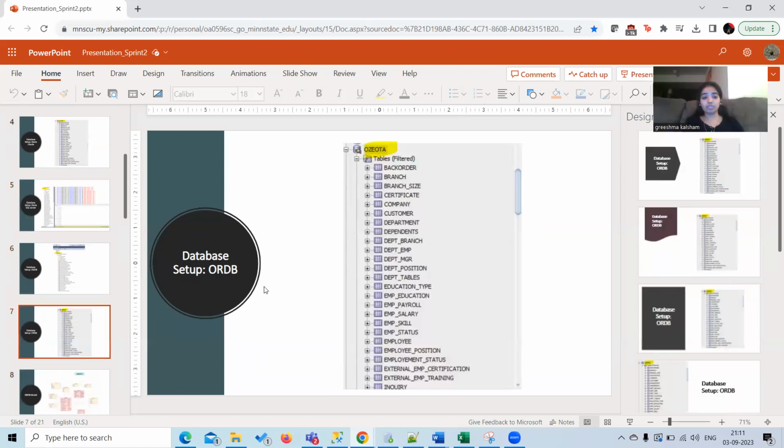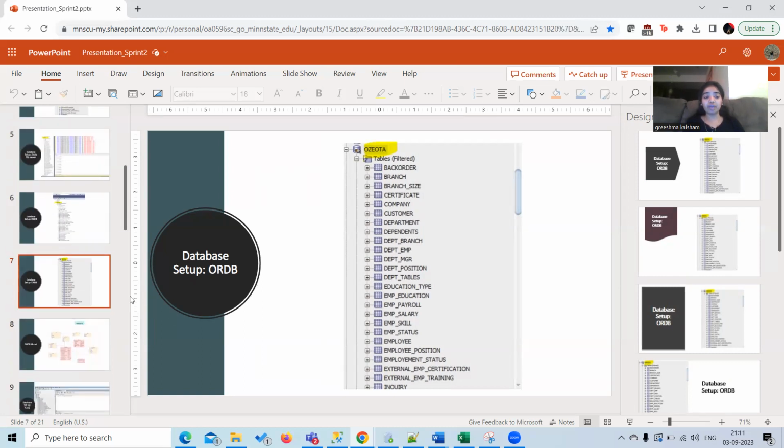This is the object relational database for Ziota. We created types, objects, and tables for O_employee, O_customer. We haven't inserted a lot of statements. We were able to insert only a few. We would be working on that in the next sprint.